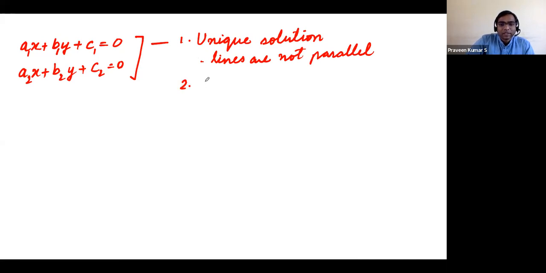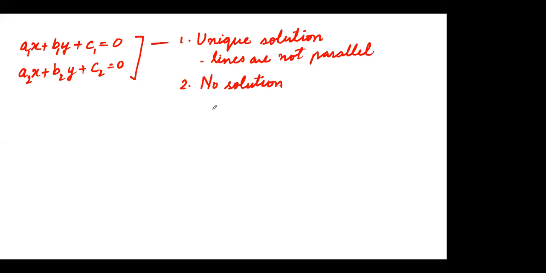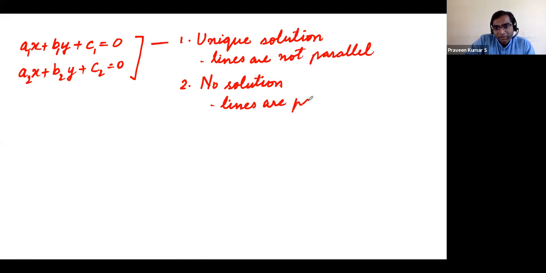The second one is there is a possibility of no solution at all. When is this going to happen? Parallel lines. When the lines are parallel. And there is an interesting property which says, we will not be going into great detail today, but you will see how it works. It says that if the lines are parallel, then the coefficients of x and y will be equal, which means you can write a1 by a2 will be equal to b1 by b2. They will be in the same ratio.